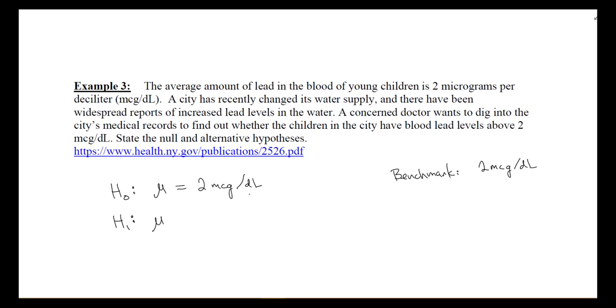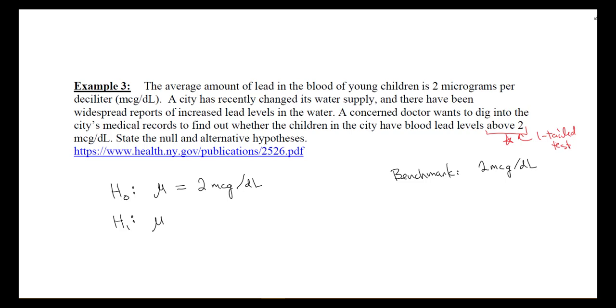Okay, now here's where we need to be careful. Look at your alternative hypothesis. What are we trying to find out? Let's go back to our problem. The doctor wants to dig into the medical records and find out whether the kids have blood levels above 2 micrograms per deciliter. This is what tells us that we have a one-tailed test. That word above right there.